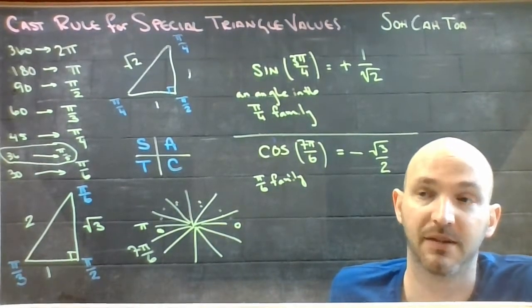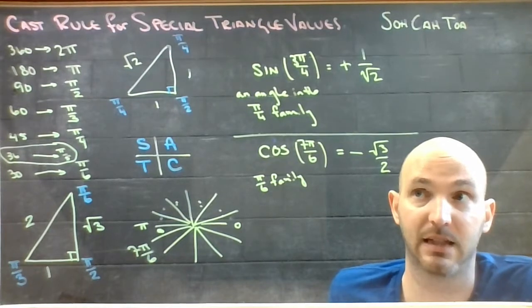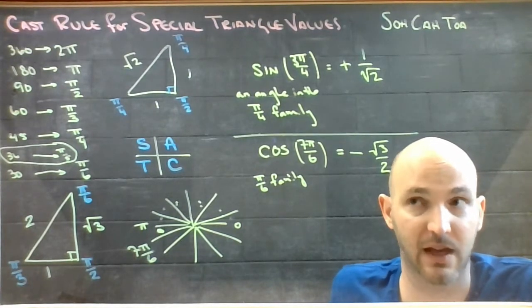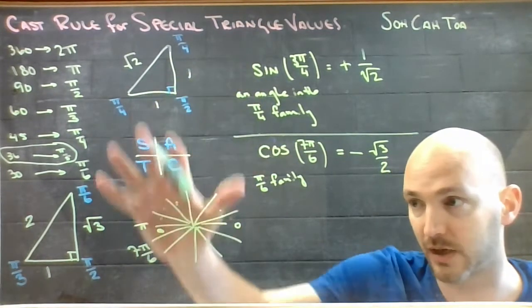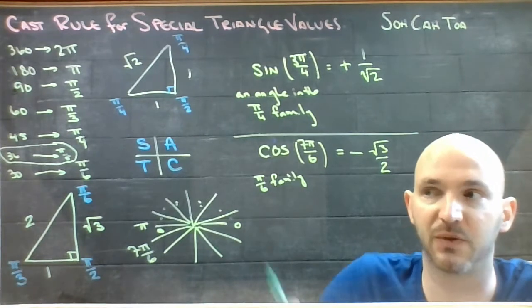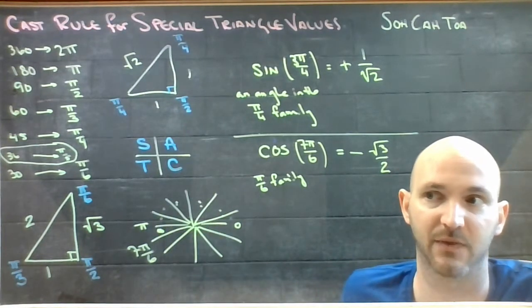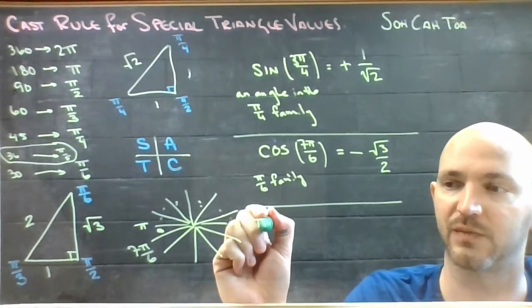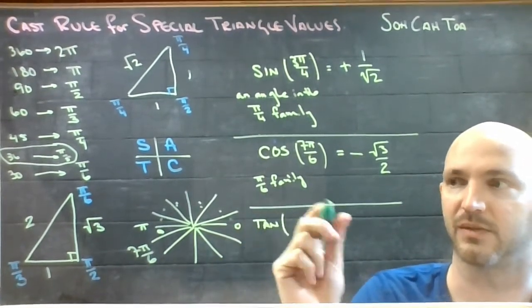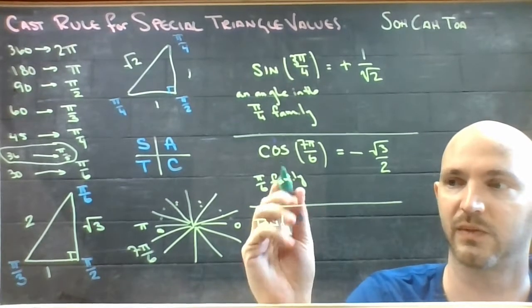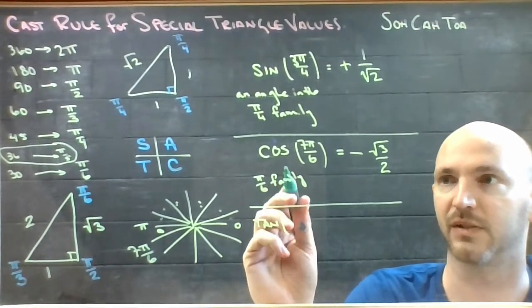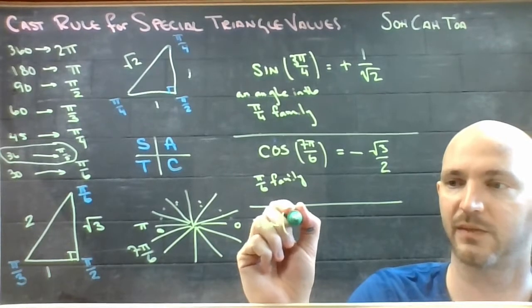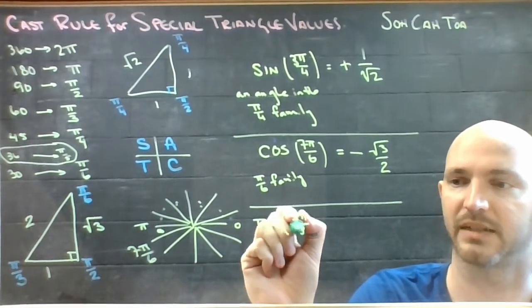So basically you're looking at the family of angles, and then you write down the number based on the triangles, and then you use the CAST rule to decide if it's positive or negative. So just one final example. We have one of each flavor. Let's do tan of, we haven't done thirds yet, right? Let's do tan of 5 pi over 3.